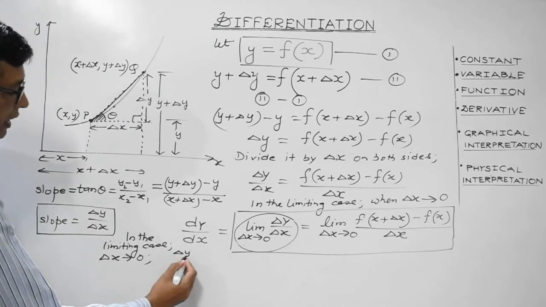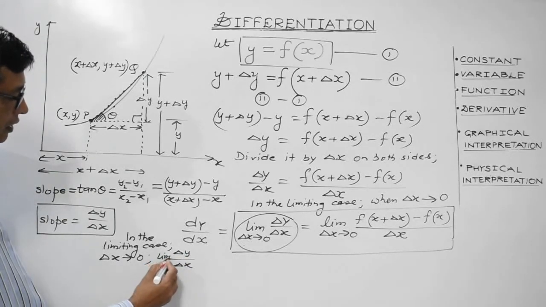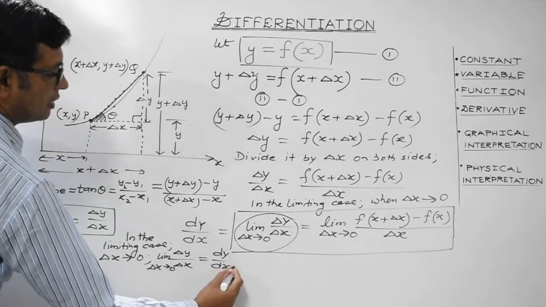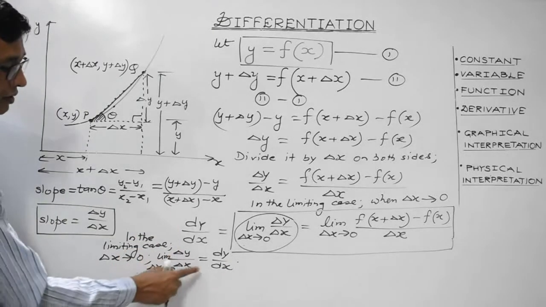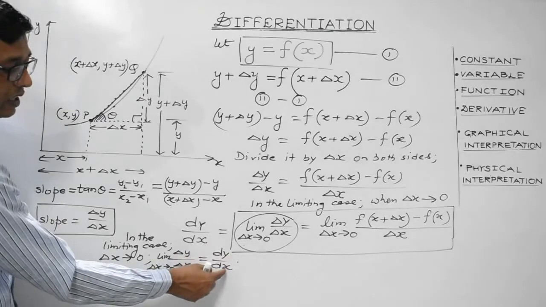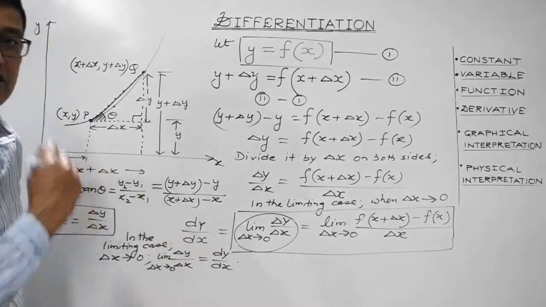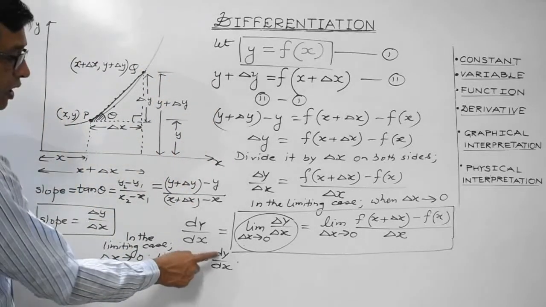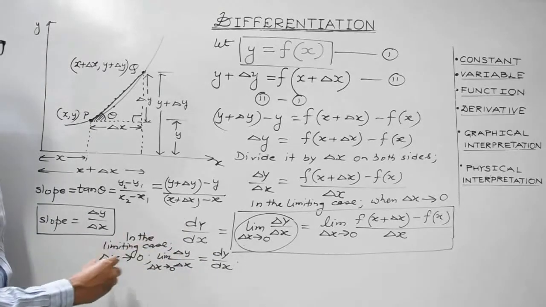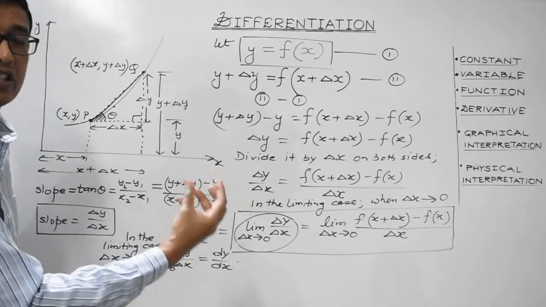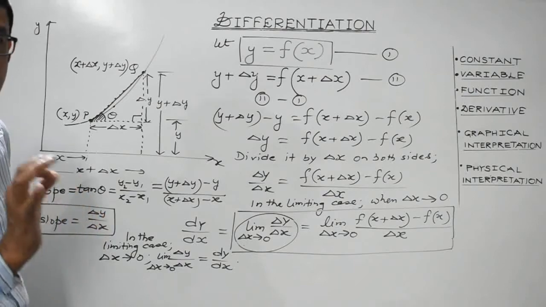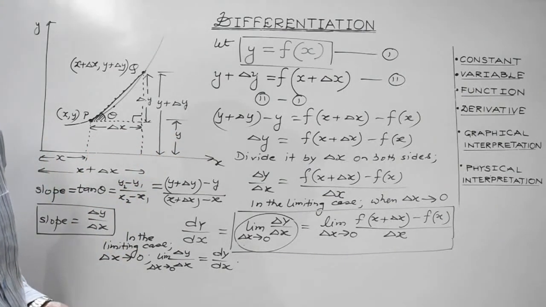In that case, del y over del x, when del x approaches 0, it is dy by dx. This is the differential coefficient of y with respect to variable x on which the value of y depends. So what do you geometrically interpret from this? That dy by dx represents the instantaneous change in the value of y with respect to x. So that's the geometrical meaning of derivative of y with respect to x. Clear?